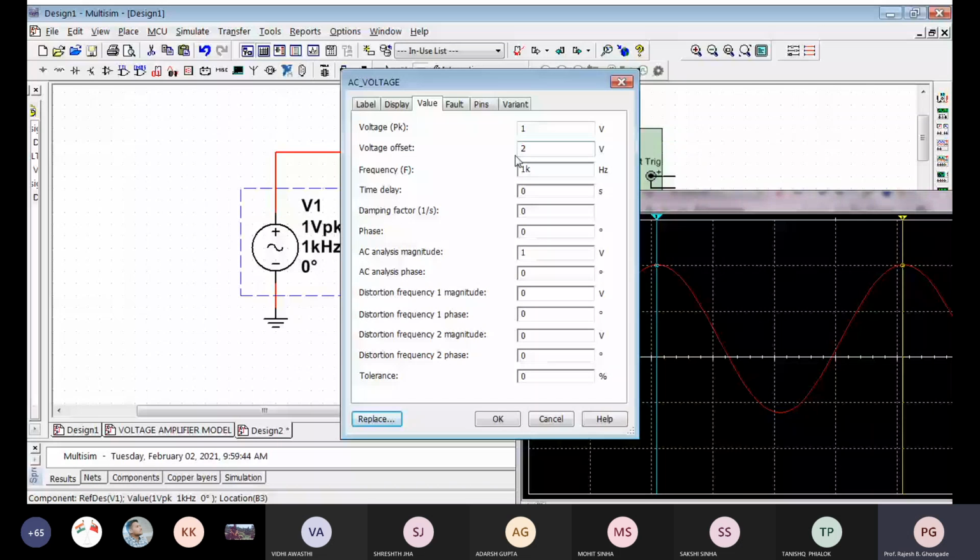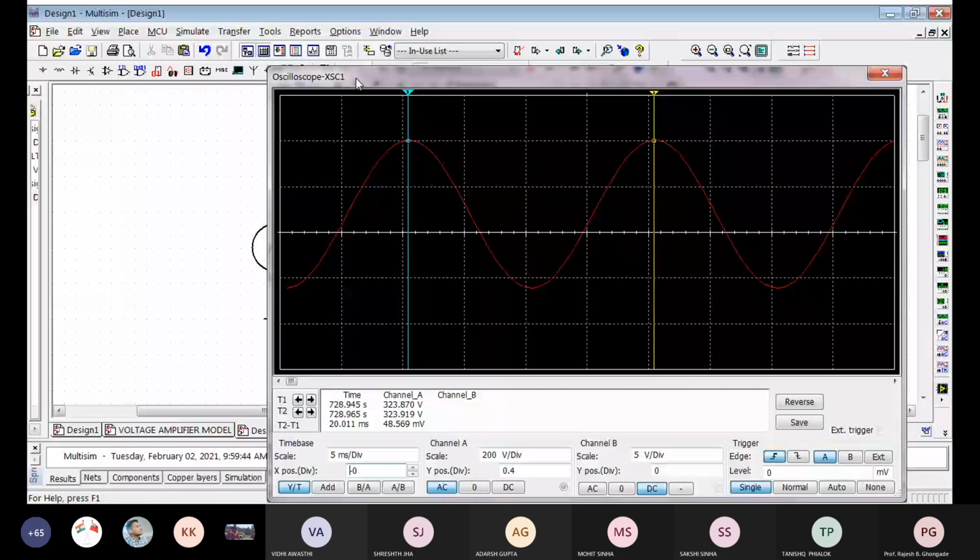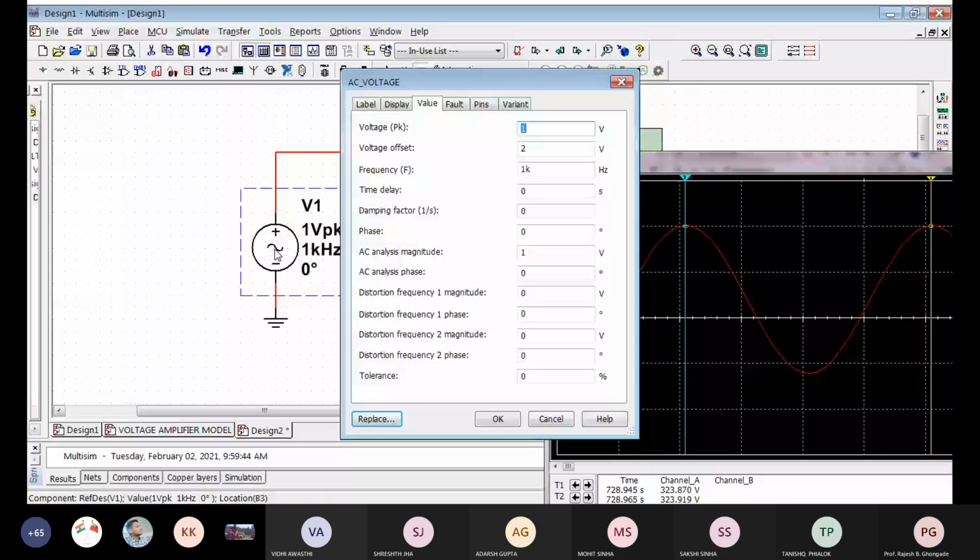What does this mean? What have I done right now? This offset simply means that my AC signal, which is 1 kilohertz signal, is riding on the top of a DC value of 2 volts. Are you able to understand this? Guys? Yes, sir.